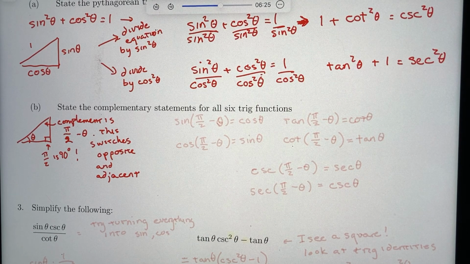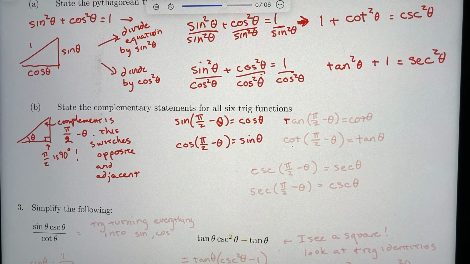Okay, so the complementary statements are sine of the complement. Again, instead of 90 minus theta, we're going to be mature and use pi over 2. So sine just switches opposite and adjacent. So instead of opposite over hypotenuse, we have adjacent over hypotenuse, we have cosine. Fortunately, they come in nice matched pairs. Cosine of the complement is sine. Incidentally, that's why it's called cosine. It's a sine complement. Co stands for complement.